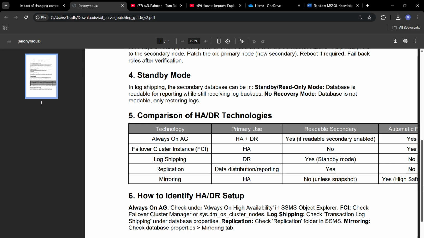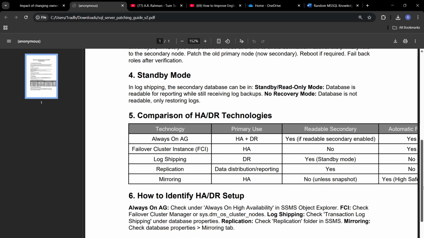Nowadays mirroring is not in use, because instead of mirroring, the Always On feature has come. Mirroring was used till 2016 and 17. So what is the primary use? It is also used for high availability. Readable: unless you have a snapshot, you cannot read the secondary, and automatic failover is possible in mirroring.